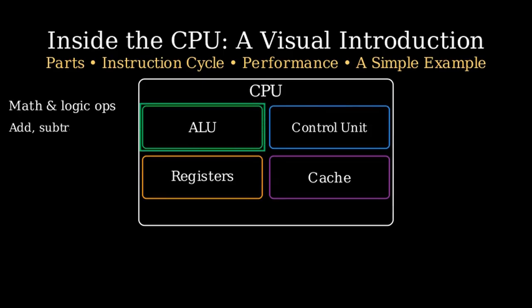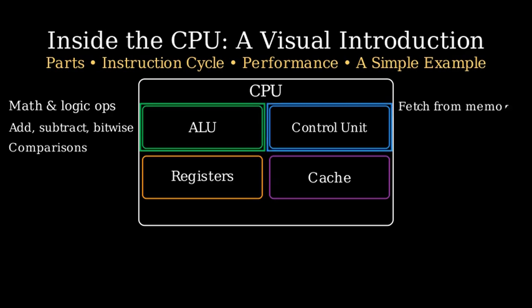1. The arithmetic logic unit. It performs addition, subtraction, bitwise operations, and comparisons like greater than or equals. 2. The control unit. It fetches instructions from memory, decodes their meaning, and sends signals so that the rest of the chip does the right thing.